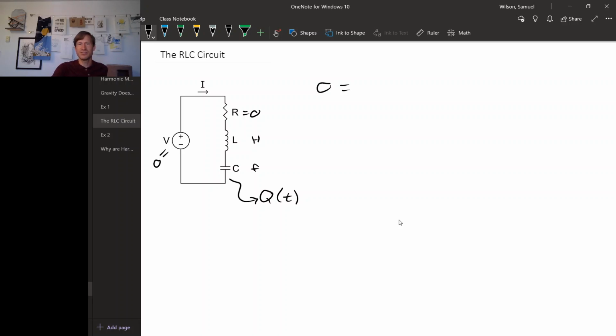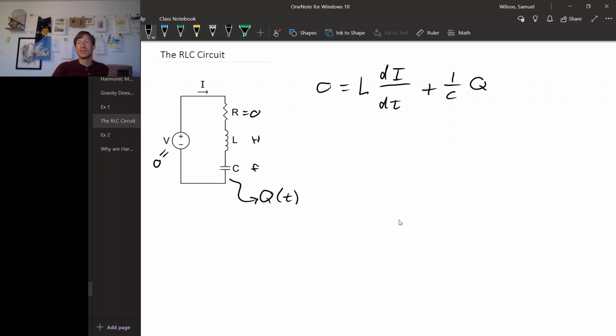There's no resistor, so there's no voltage drop there. The voltage drop across an inductor is the inductance times the derivative of the current through the inductor, plus, and then the voltage drop across a capacitor is 1 over the capacitance times the charge that's on the capacitor, and that's Q.